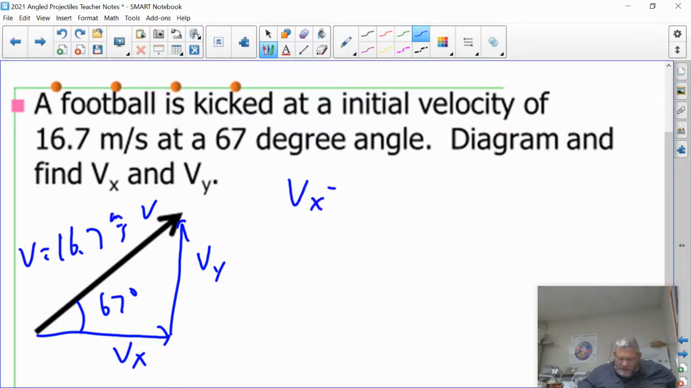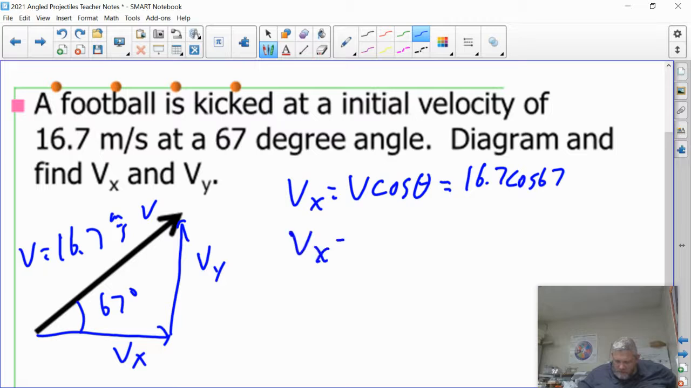So Vx is just V cosine theta, which is 16.7 times the cosine of 67. Plug it into your calculator. Everybody do it with me. Pause it if you need a chance to do it. I get 6.53 meters per second.